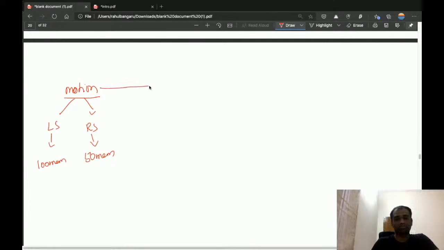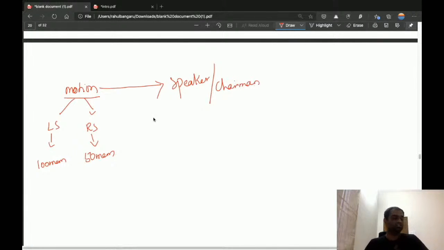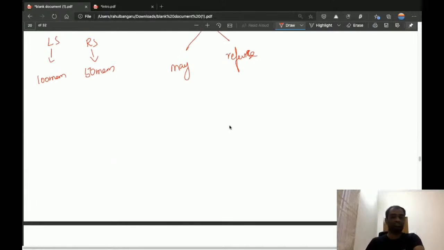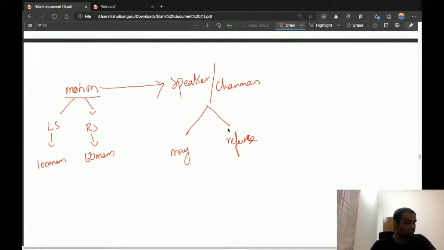This motion has to be submitted to either the Speaker or the Chairman. Is it clear? Now, the Speaker or Chairman may accept this motion, or they may refuse it. So it is at the discretion of the Speaker whether to admit this motion or not.